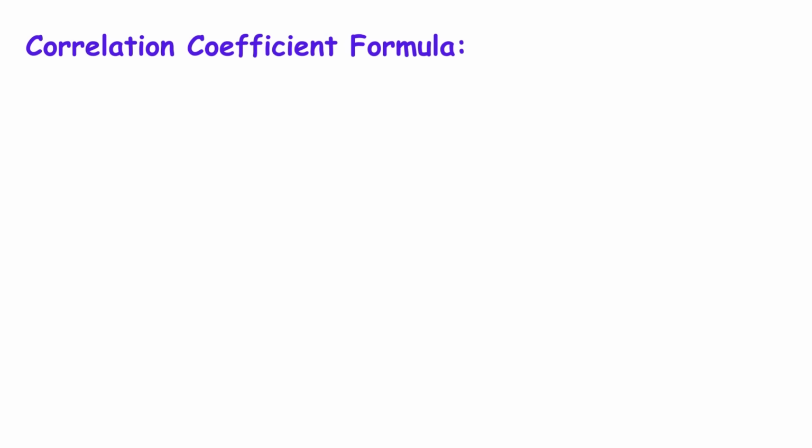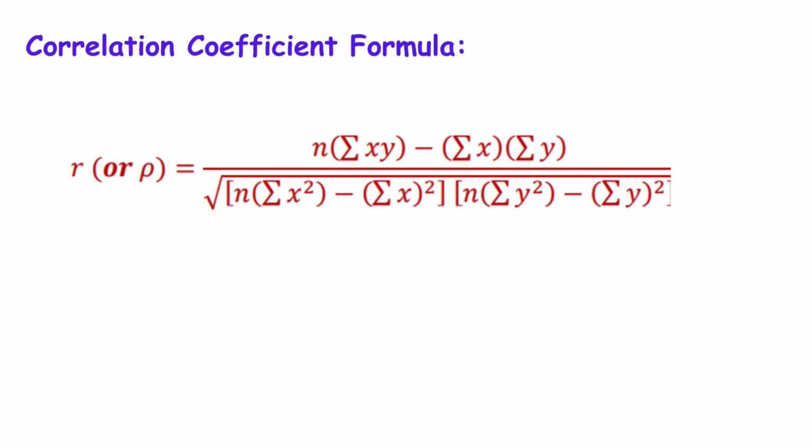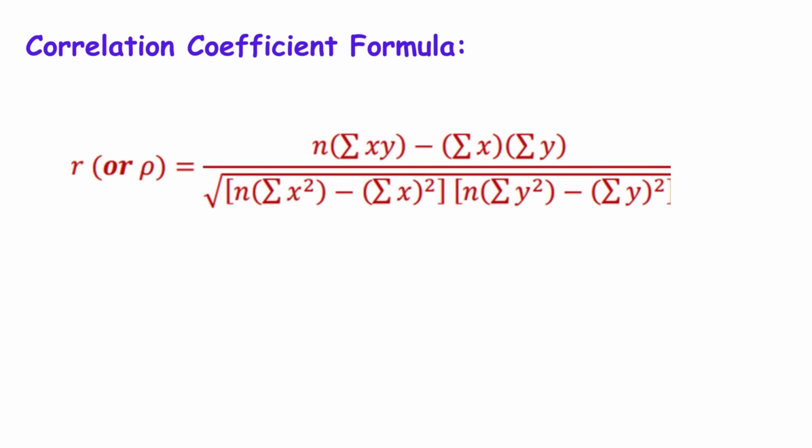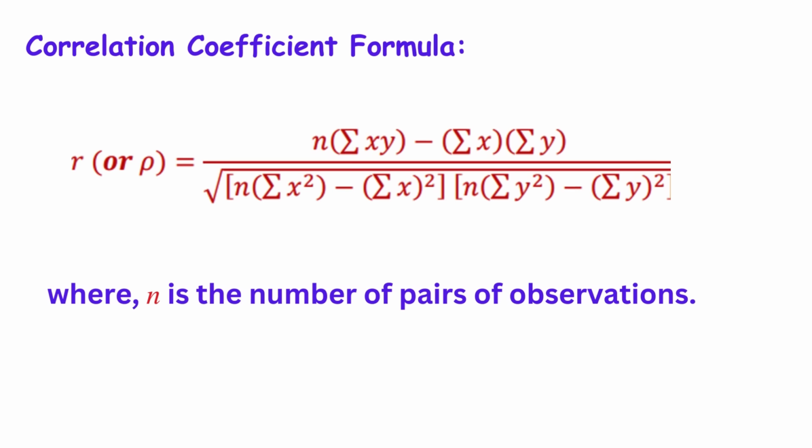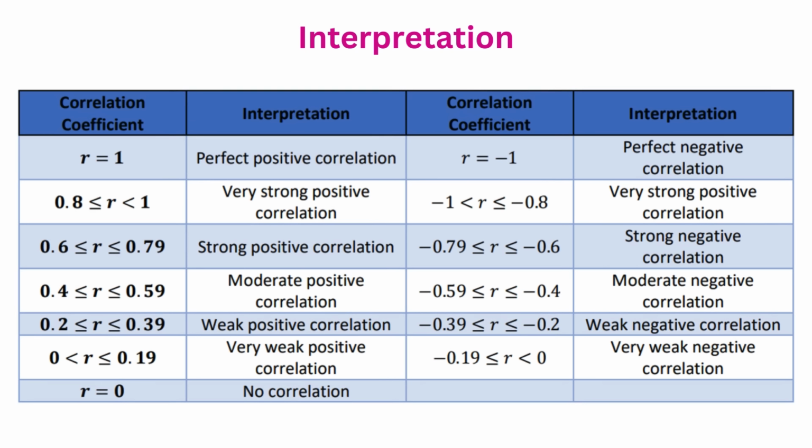Correlation coefficient formula. The correlation coefficient can be found using the formula below, wherein n is the number of pairs of observations. Interpretation of the results of the correlation coefficient is crucial. See the table below.